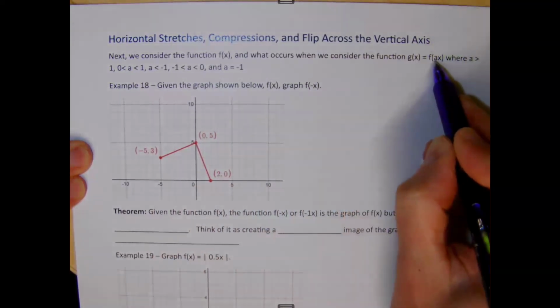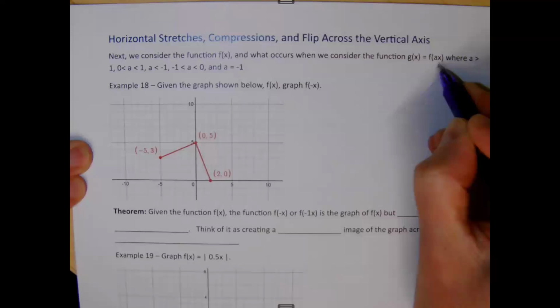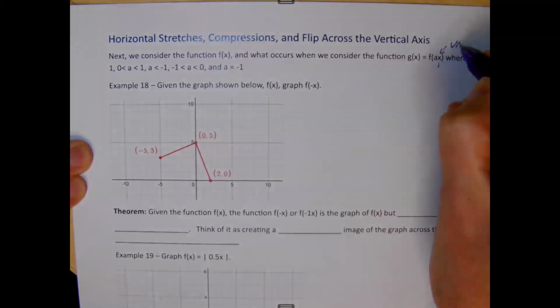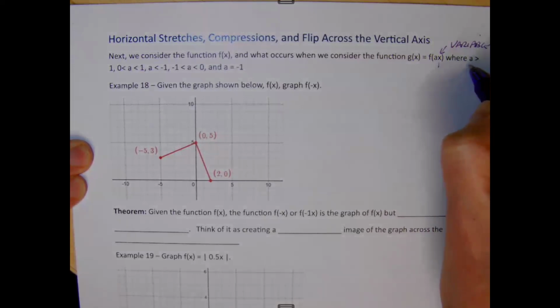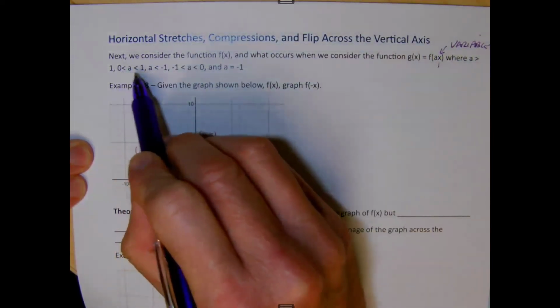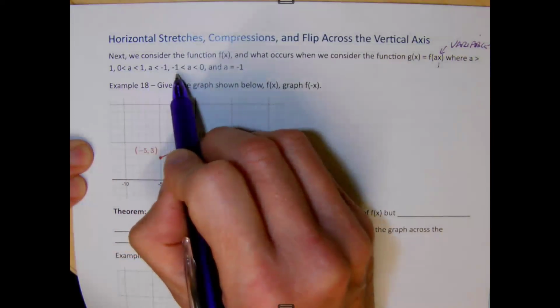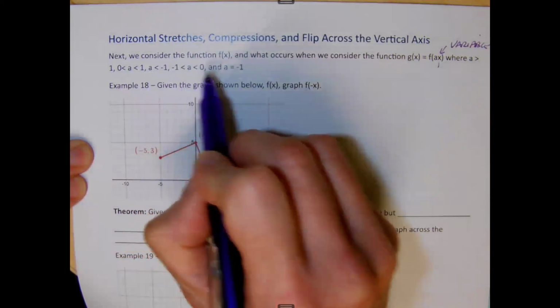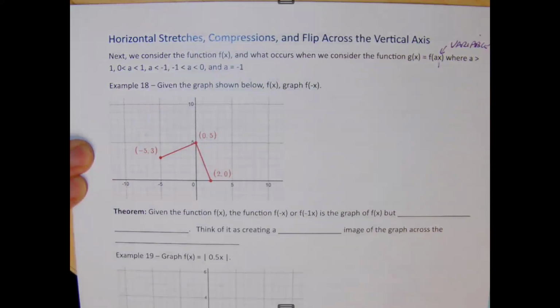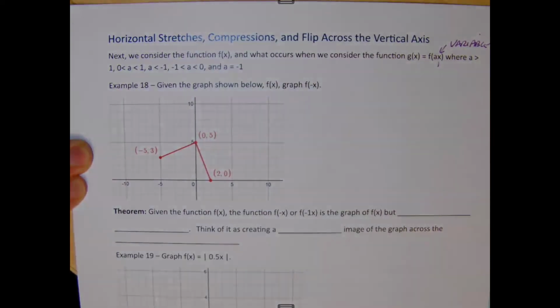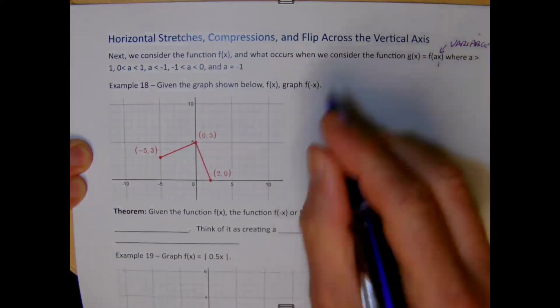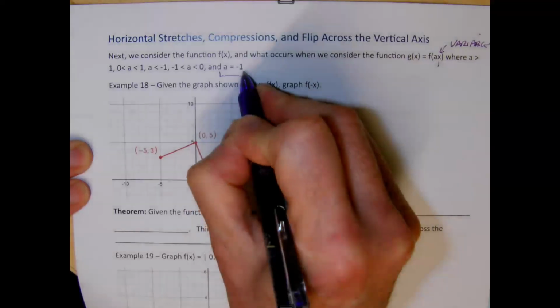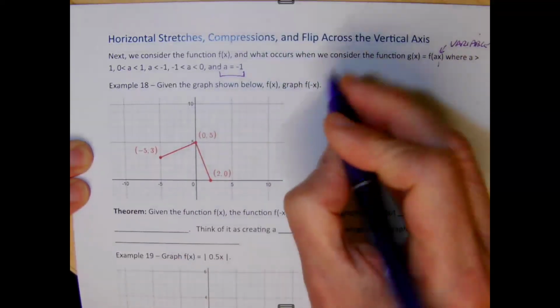What we're doing is multiplying the variable, and that's my variable, x, where a is a constant, such that a could be greater than 1, a is between 0 and 1, a is less than -1, a is between -1 and 0, and a is -1. Okay? So given the graph below, f of x, graph f of negative x. So we're going to start with this one. What would happen if a is equal to -1?